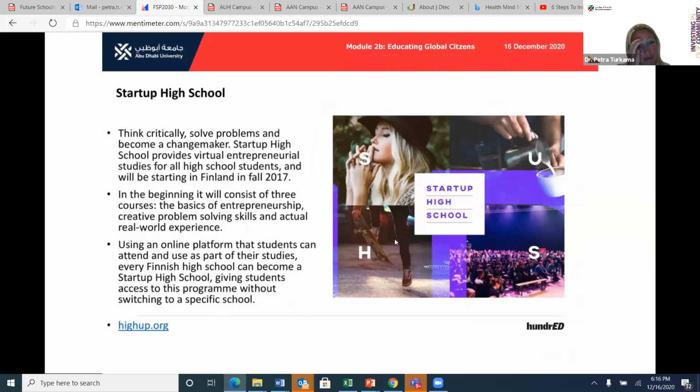The other one, this is from my home country, a startup high school. This is a kind of competition for students, virtual entrepreneurial studies. They're developing their skills, and then the school becomes the startup high school. So again, it's about lifting the team spirit and culture, with different schools competing among each other. And I saw this really in a Startup Shop Up competition.